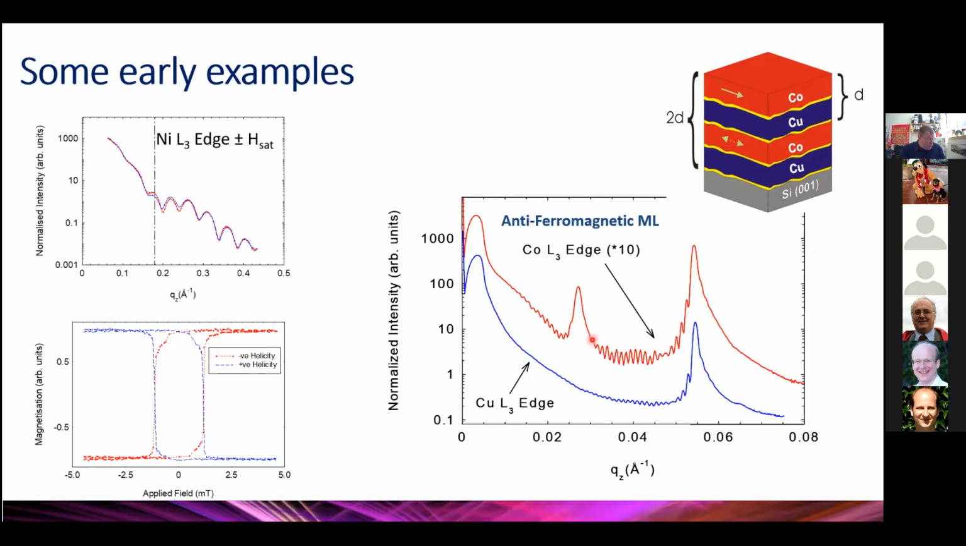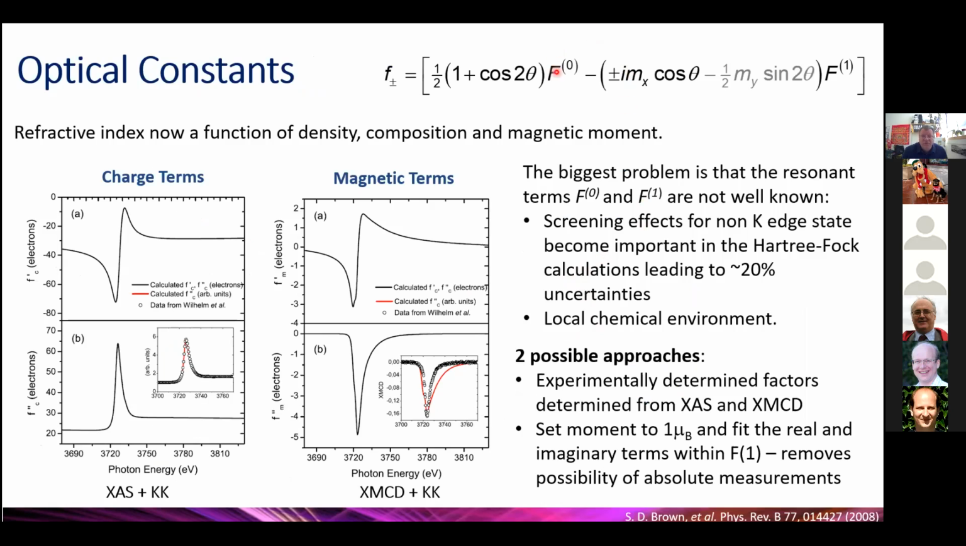So this is a really great place to start and opens up the possibility of measuring magnetization and magnetic properties of materials. But the problem comes in that these optical components, this F0 and F1, are generally not so well known because essentially we're not dealing with the K states, we're dealing with L and in some cases M edges, where the screening effects become quite important. And actually the quantum Hartree-Fock calculations that try to calculate these terms generally have very large uncertainties and are generally wrong. And of course, they are also modified by the local chemical environment.